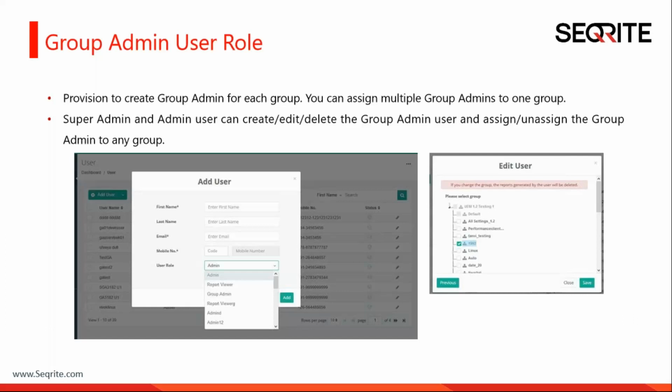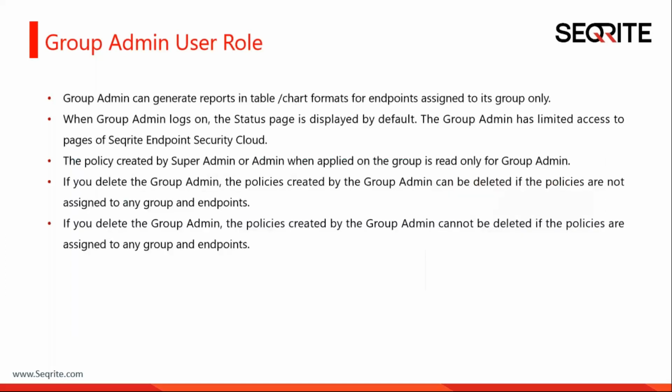That is the concept. From the dashboard user page, we can create a new user by providing the user information, select the group, and save it. Once we save it, the super admin or admin user can create, edit, or delete the group admin user and assign or unassign the group admin to any group. Once we do that, the group admin can generate reports in table or chart formats for endpoints assigned to its group only. When the group admin logs on, the status page is displayed by default.